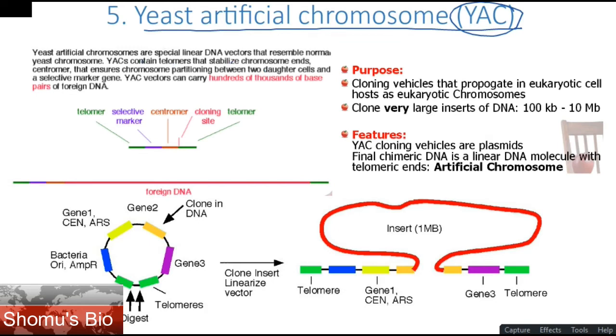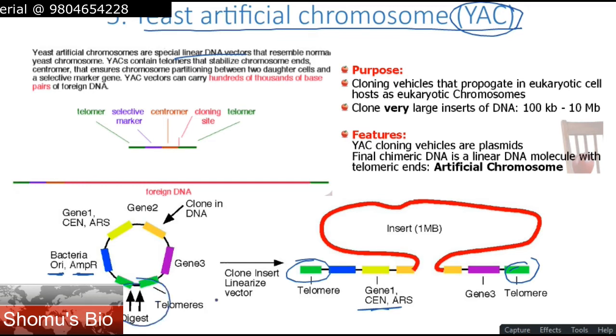Yeast artificial chromosomes are special linear DNA vectors that carry many different components of a eukaryotic chromosome. Those components include the telomere at the end, the centromere in the middle, and many genes surrounding it. Those genes are required for the replication process. There is also an origin of replication, an ampicillin resistance gene as a selectable marker, and a multiple cloning site.